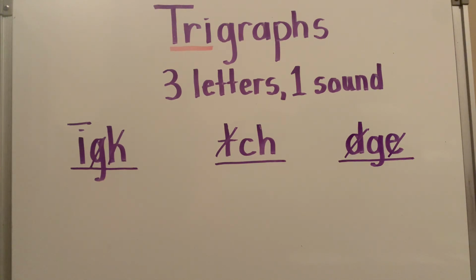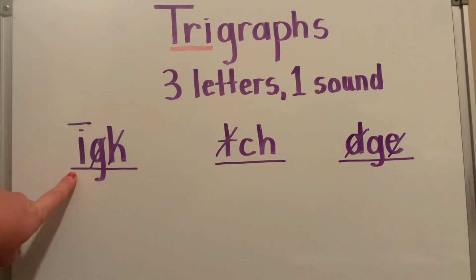We have 3 trigraphs that we've learned this year. We don't have as many trigraphs because there aren't as many of them as there are digraphs. So our first one is the IGH trigraph. The second one is the TCH trigraph. And the third one is the DGE trigraph.